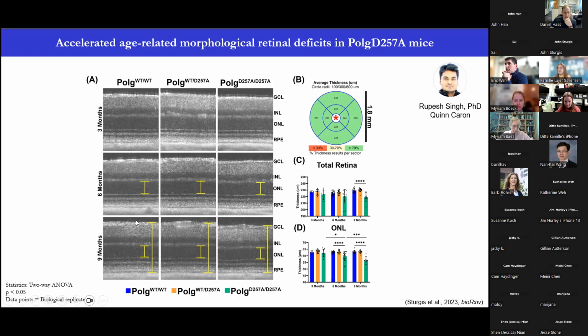What you can see in panel C here is that by 9 months of age, compared to wild type, the POG D257A mouse in green had a significantly reduced total retinal thickness. This reduction was further delineated into exactly which cell layer it was. It is the outer nuclear layer of the photoreceptor cells, which shows reduction as early as 6 months of age and further reduction at the 9-month time point. You can also see that visually here in the example OCT images.